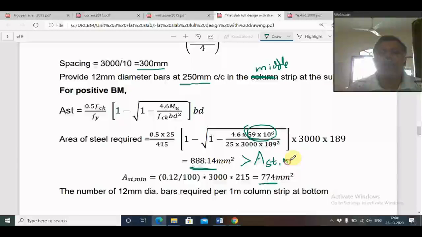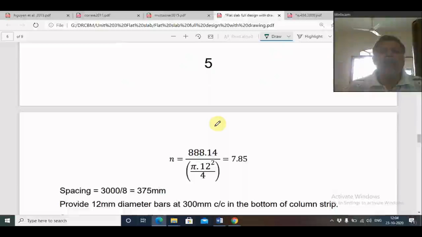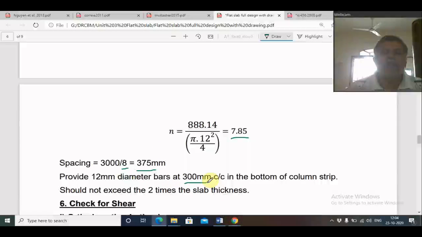AST minimum. So I will calculate the number of bars required for the AST required. This is the total AST divided by the area of 1 bar, which will give the number of bars. You round up this value to 8. Then the spacing required is 375 mm. I am providing 300 mm spacing as a bottom steel.